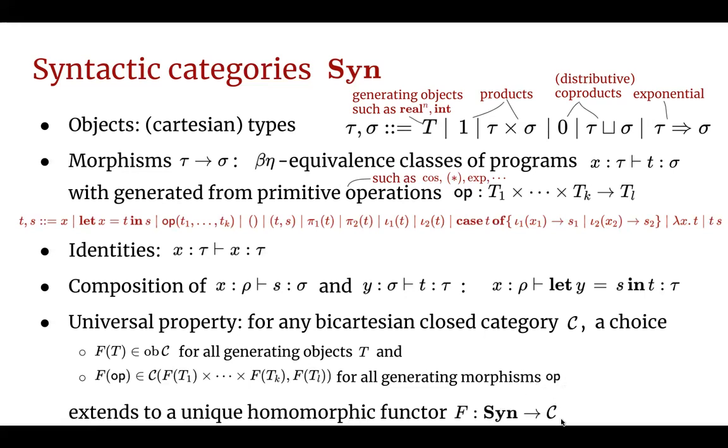Okay, and we're going to choose C to, for example, be the target language, the syntactic category of the target language. And then what we get is that there's a canonical definition of automatic differentiation that's homomorphic the moment we specify what the derivative is of each primitive operation. Okay, so that's the source language. Let's now look at the target language.